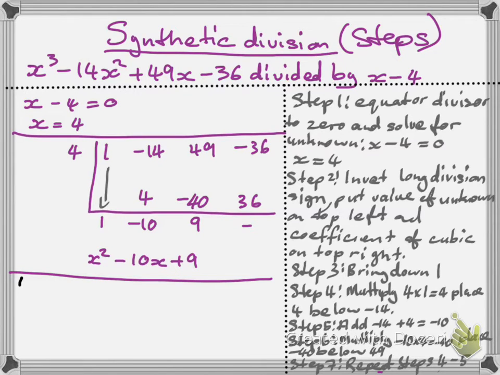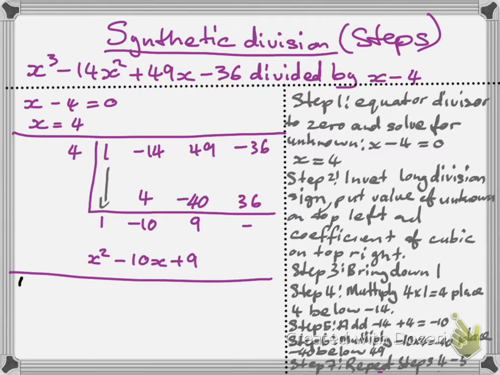So now the first one we got here is the coefficient of x squared. So the power of the quotient is reduced by 1. It was a cubic polynomial, now it becomes a quadratic polynomial. So our 1 becomes the coefficient of x squared, negative 10 becomes the coefficient of x, and 9 becomes the constant, and the 0 is the remainder, which is nothing.